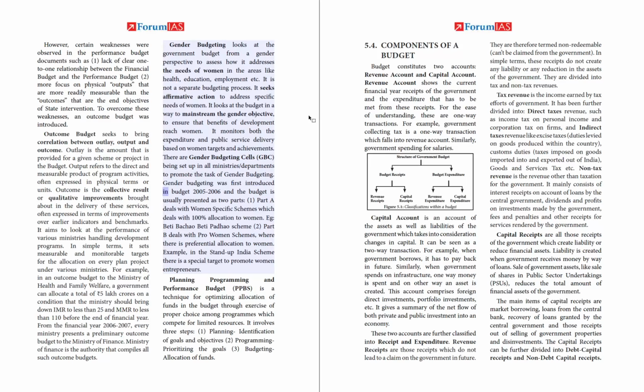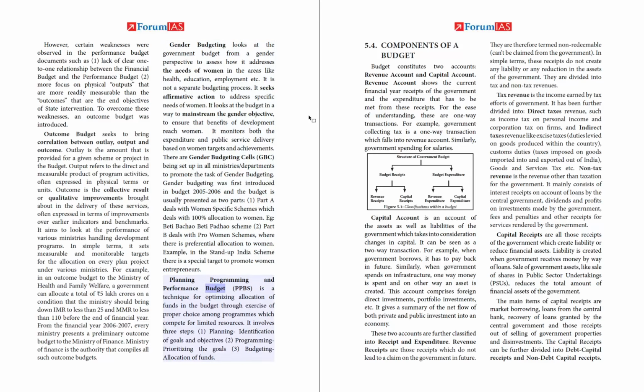Gender budgeting was first introduced in Budget 2005 to 2006, and the budget is usually presented as 2 parts. 1. Part A deals with women-specific schemes, which deals with 100% allocation to women. E.g., Beti Bachao scheme. 2. Part B deals with pro-women schemes, where there is preferential allocation to women. Example, in the Stand Up India scheme there is a special target to promote women entrepreneurs.